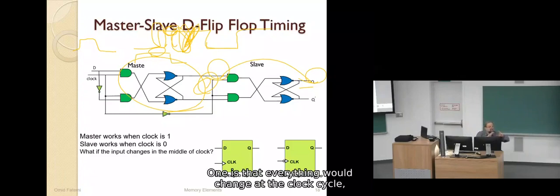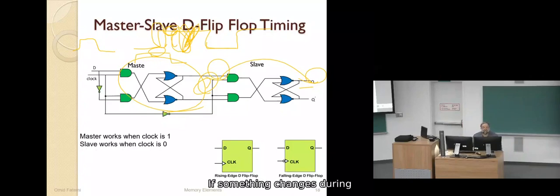One is that everything would change at the clock cycle, and the next one is that during the clock cycles, between the rising edges of the clock, whatever combinational logic you have can work. They have delays, they take time, and then when the result is ready for the next rising edge, we get the result. But with this circuit, it doesn't happen.